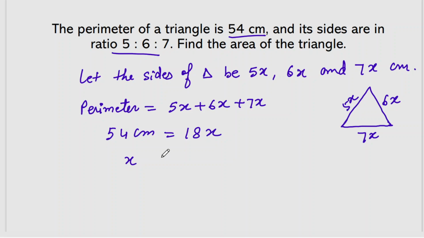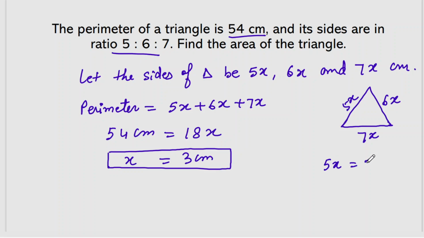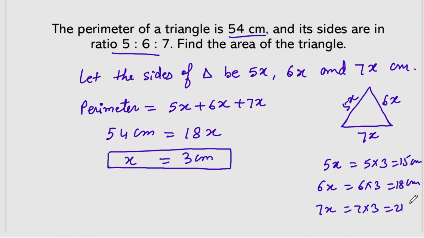So x will be equal to how much? 3 centimeter. So we have just found the value of x, that is x equal to 3 centimeter. Now I can use this value of x to find our sides. 5x, that is 5 into 3, that is 15 centimeter. Another side is 6x, that is 6 into 3, that is 18 centimeter. And the third side is 7x, that is 7 into 3, that is 21 centimeter.